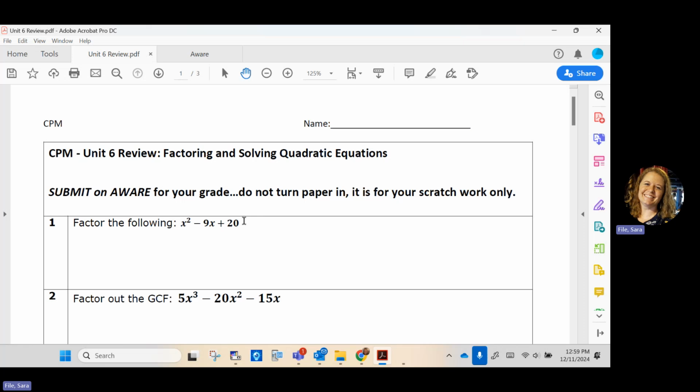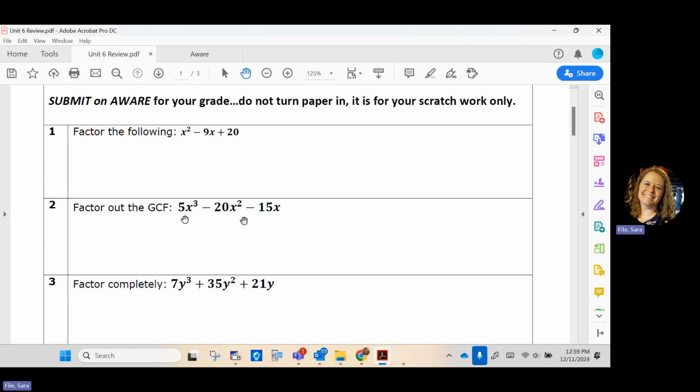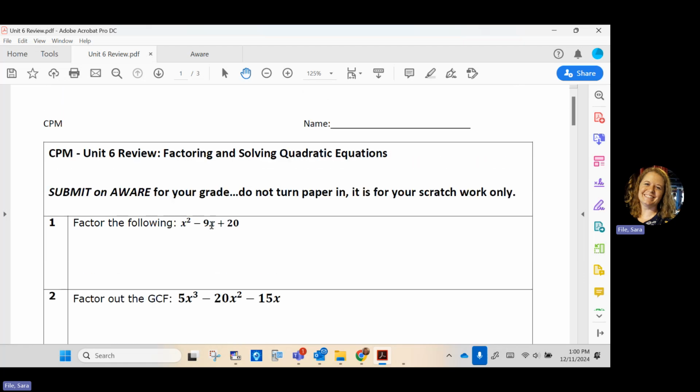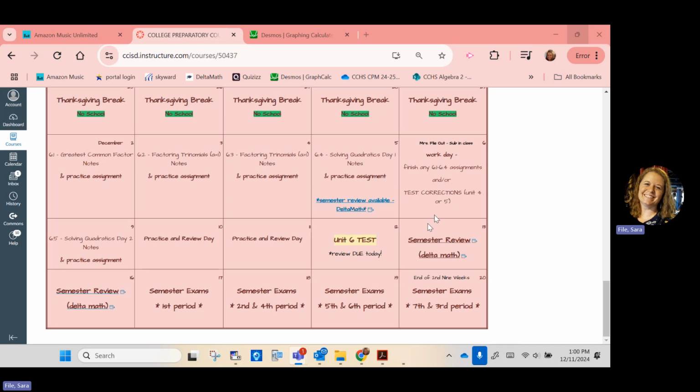So you have to log in. You'll see the CPM Unit 6 review, and that's where you'll go. The questions are in this order. They're the same questions, but that's where you will type your answers in. You've got to practice typing your answers. So if you have questions about how to input things in Aware, ask that today so you're ready for the test tomorrow, because the test is also in Aware.